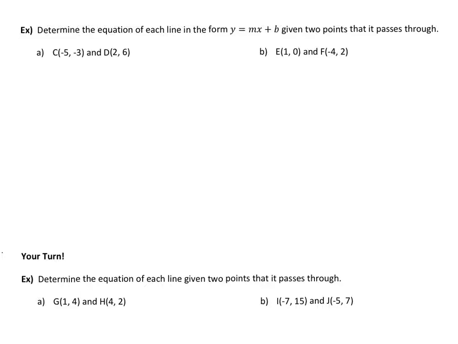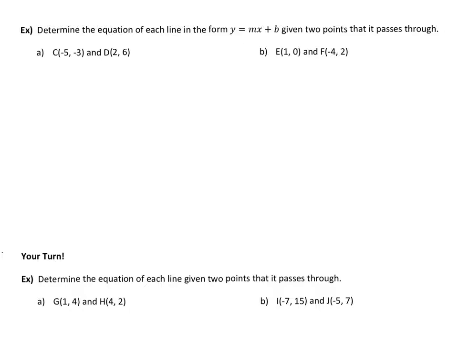Okay, and now here are some examples to work through. Determine the equation of each line in the form y equals mx plus b, given 2 points that it passes through. So for part A here, I have C, which is at -5 and -3, and D, which is at 2 and 6. So our first step is going to be to get the slope so that we can put it in for the m in y equals mx plus b.